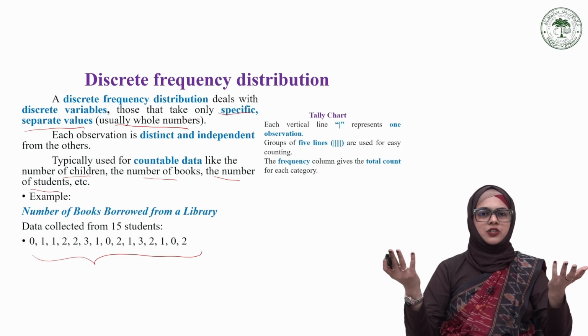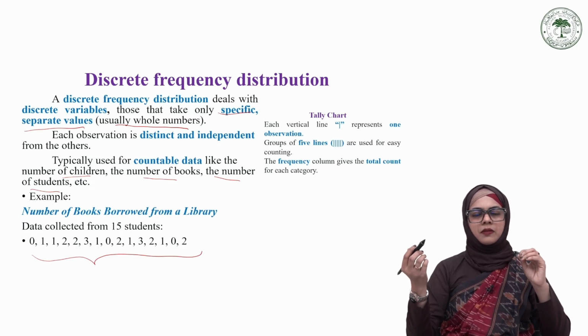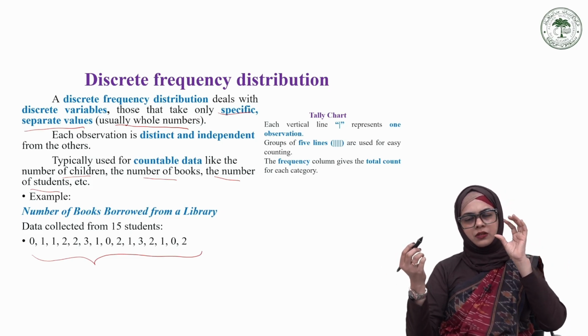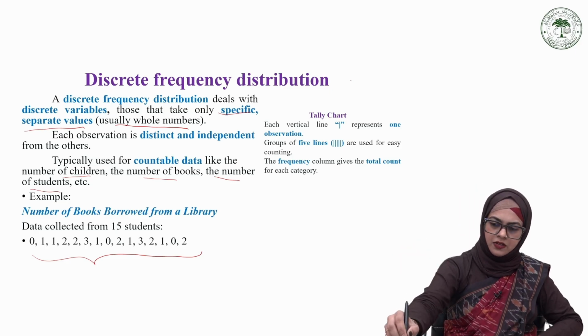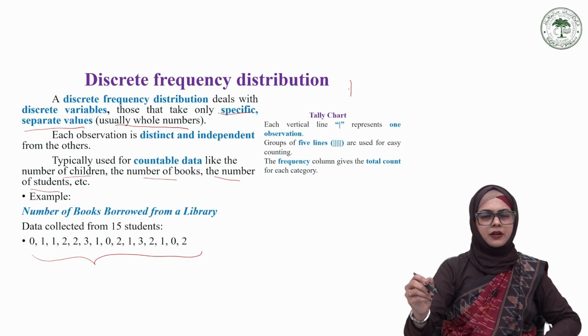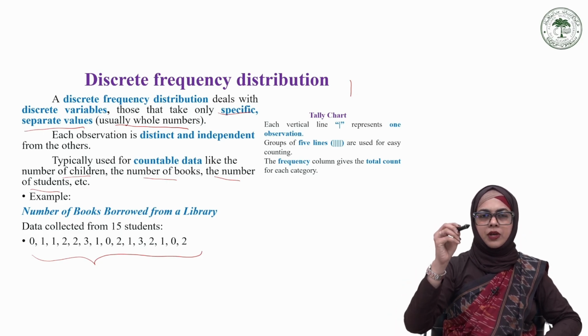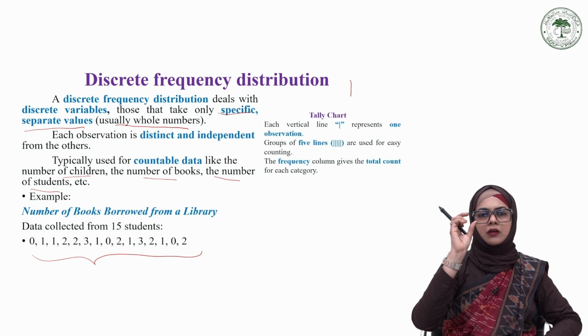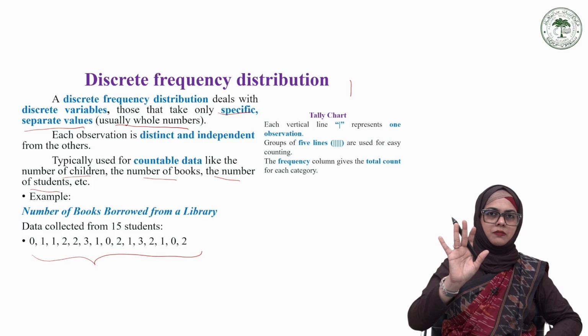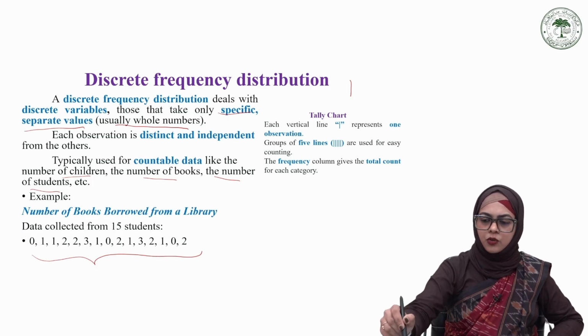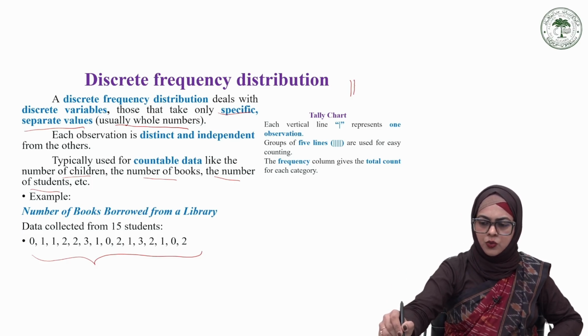So what is this tally chart? Each observation is represented by a vertical line. Like this will be one observation, right? So we try to group the lines for easy counting, and that grouping will consist of a maximum of 5 lines. So you can have one observation, 2, 3, 4, and the fifth.